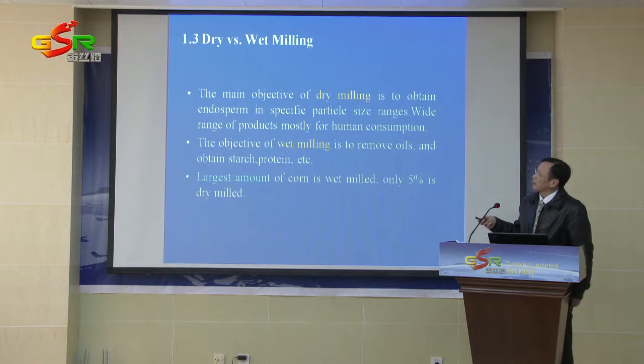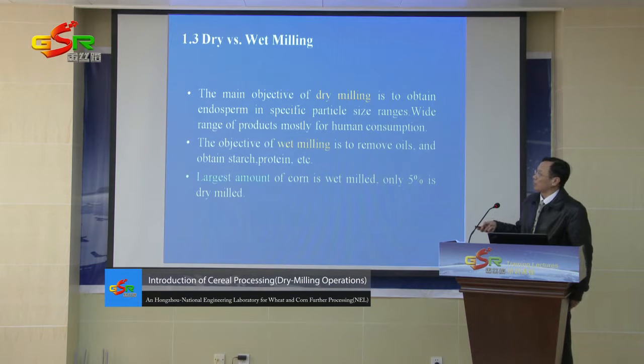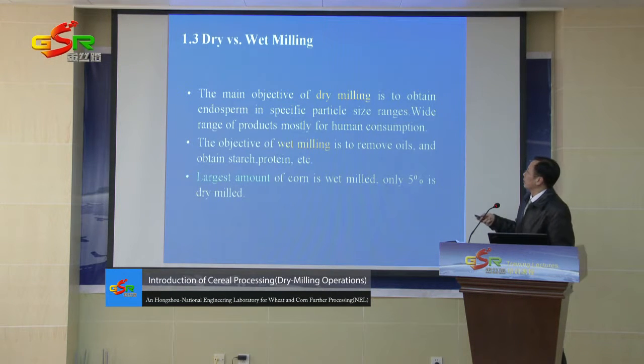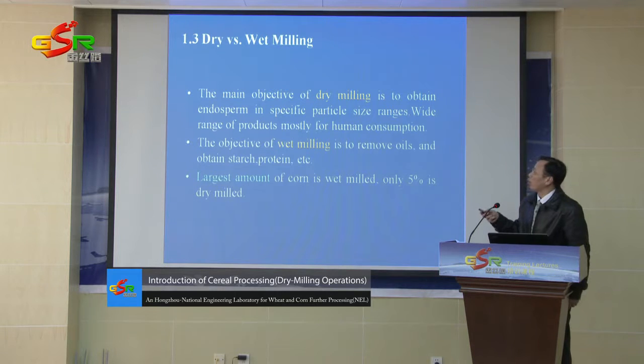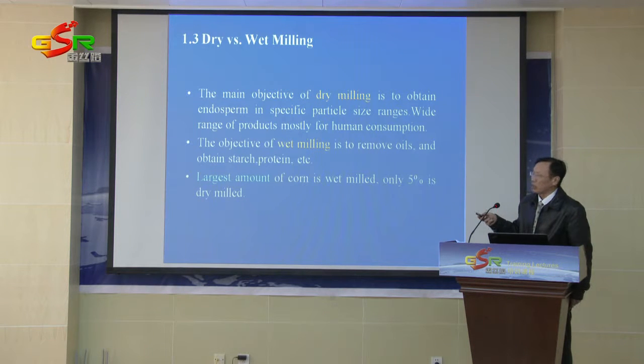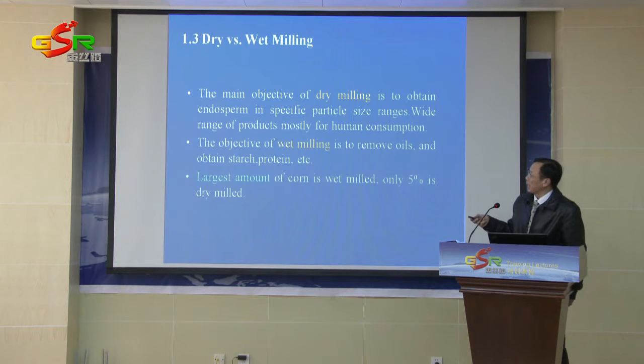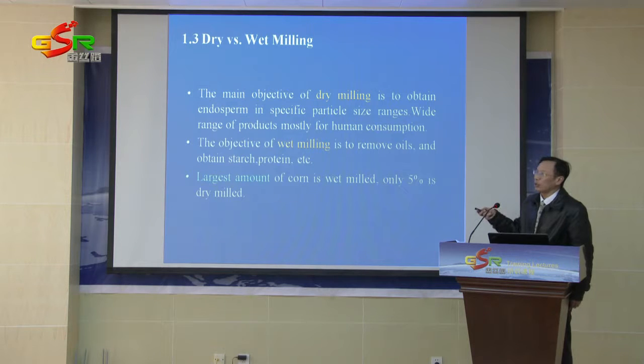Cereal milling can be classified as 2 types, dry milling and wet milling. The main objective of the dry milling of the cereals is to obtain the endosperm in specific particle size range. And the objective of wet milling is to remove oil and obtain the starch and the protein.